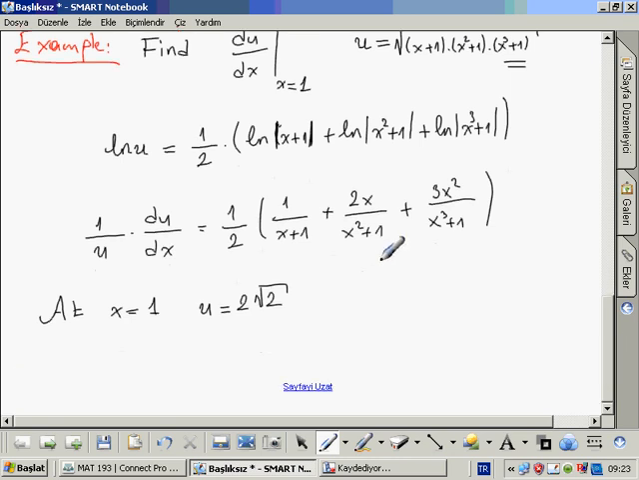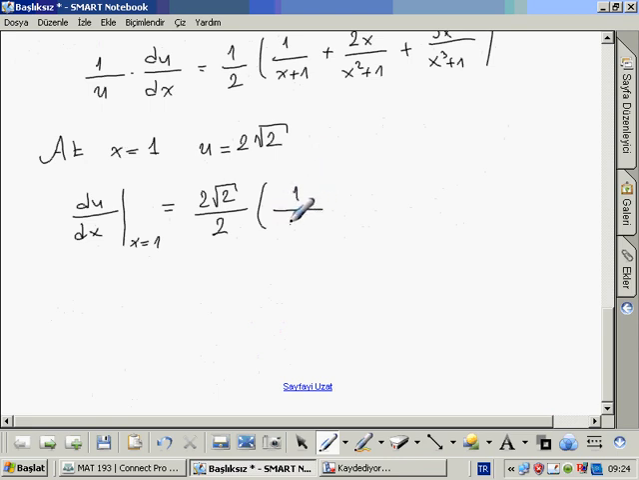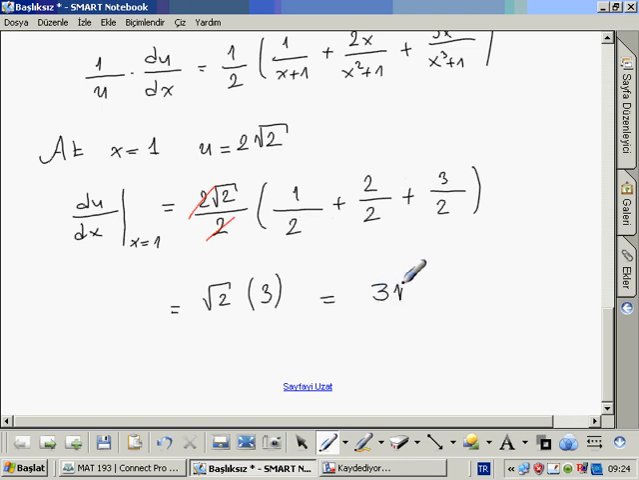And after that, what can we say about it? Del u over del x at x equals 1, and the 1 over u goes to the other side of the equation, and it will be 2 times the square root of 2 over 2, and the 1 over 2 plus 2 over 2 plus 3 over 2, right? And after some simplification, you will obtain the square root of 2, and there will be 1 and 2 and 3, so it's equal to 3 times the square root of 2.